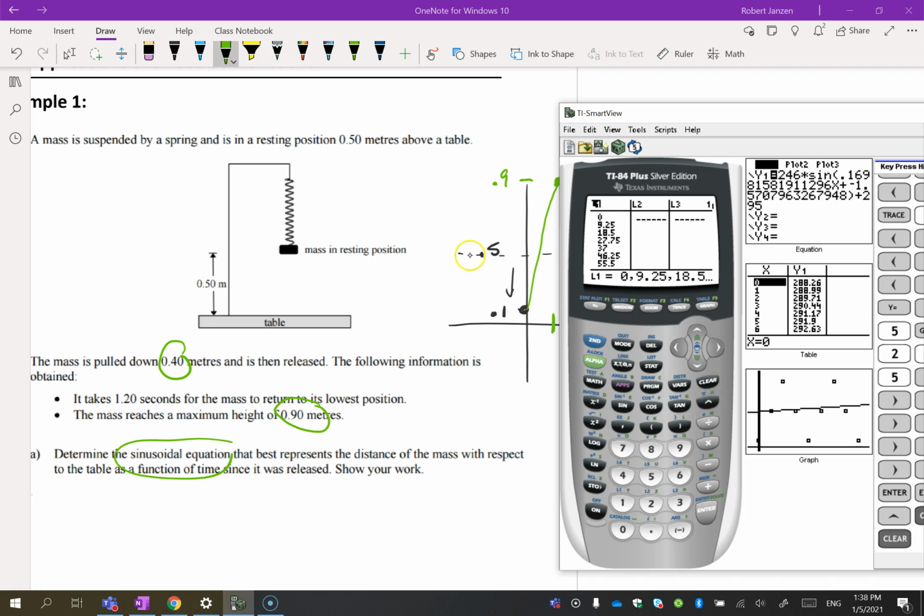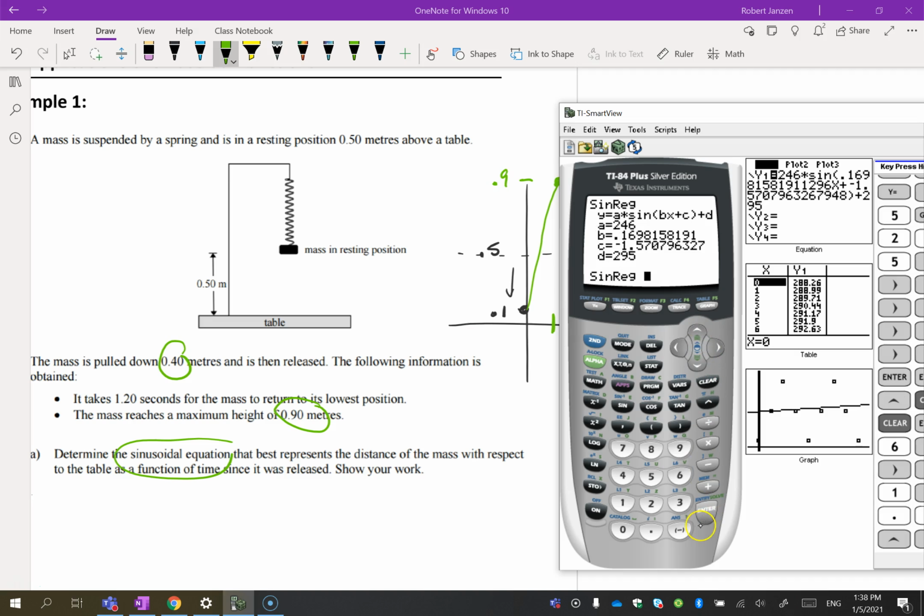So I'm just going to clear both my lists. So I'm going to go 0, 0.6, 1.2. Do you think this is going to be enough to make a sinusoidal equation? Well, that's what we're going to find out. 0.1, 0.9, 0.1. Okay, so let's go stat, calc. I want the sine reg. It says invalid dimension.